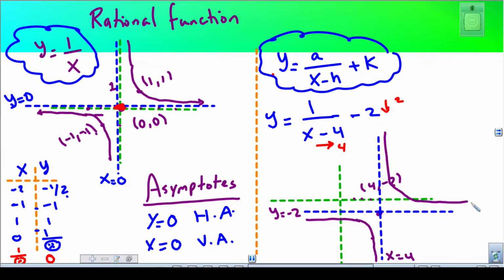Okay, remember these lines will never cross the asymptotes in either direction. They'll never cross the asymptotes. Okay. Do I have any questions on these graphs here? Any questions on these graphs?